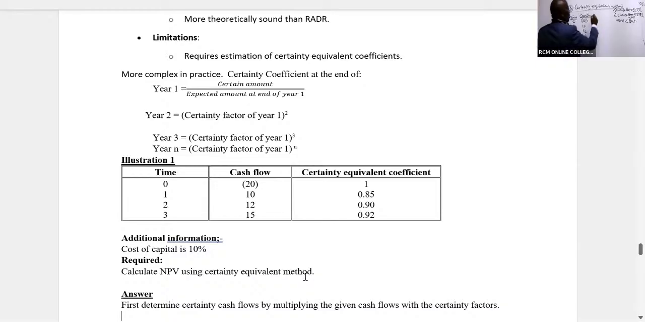And then we have what we call the CEC, the certainty equivalent coefficients, for you to remember this. You can see the first one there is 1. Second year is 0.85. Third year is 0.9, and then 0.92.